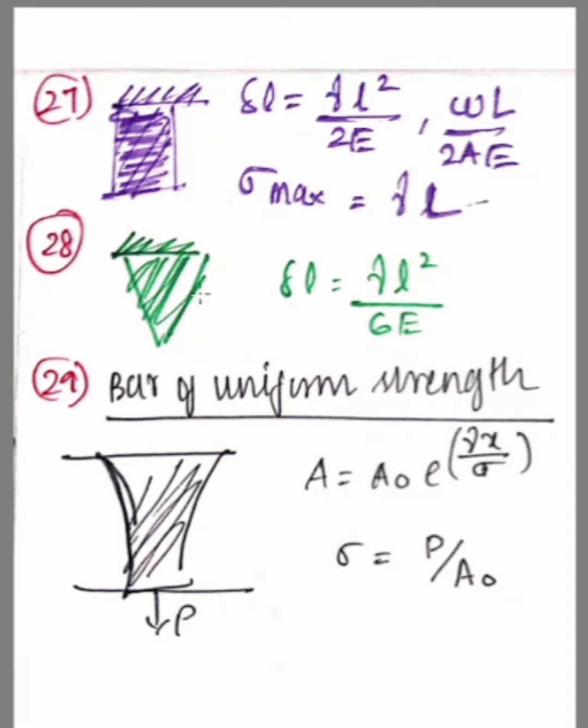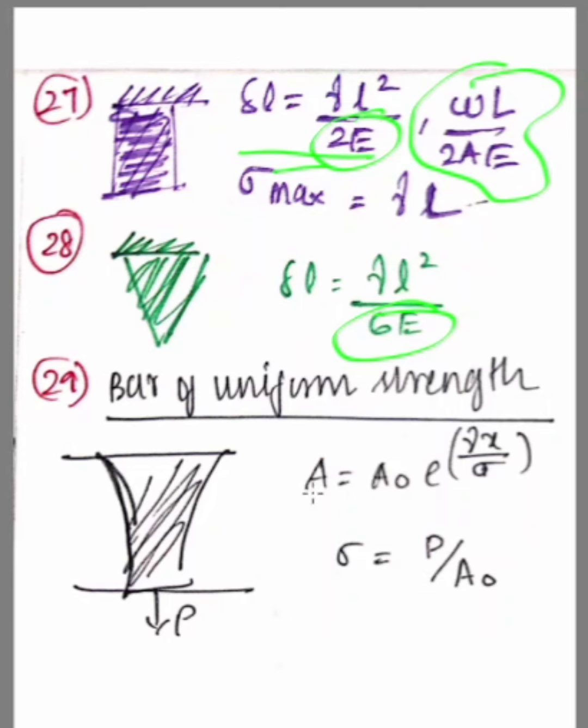Next, if it is due to the self weight, then the deflection equals gamma L square divided by 2E, or it can be written as WL divided by 2AE. So remember this formula, at least WL divided by 2AE. And here it is gamma L square divided by 6E. Here it is 2E for the rectangle, and for the triangle it is 6E.